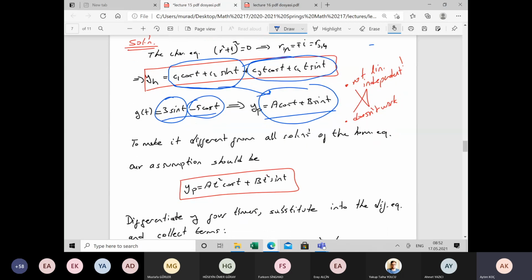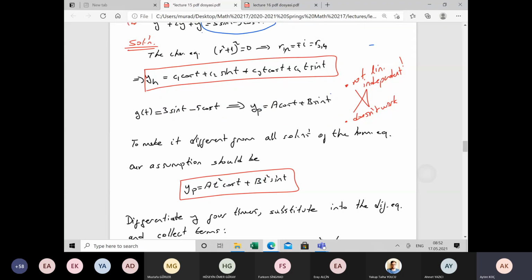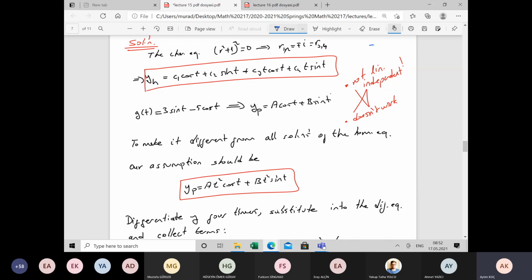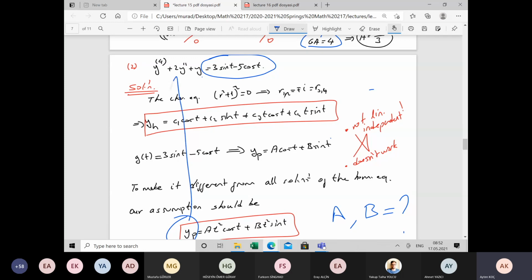So multiply by t squared, and t squared is okay. So this one is our form of the particular solution. It's okay. So this is the particular solution, and the next step, our aim is to find the coefficients A and B, the values of A and B. It's okay. This is the particular solution, which means the solution satisfies our differential equation. This one and this one should equal the right side.